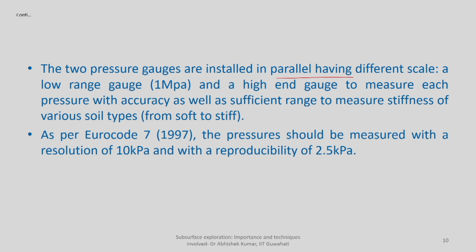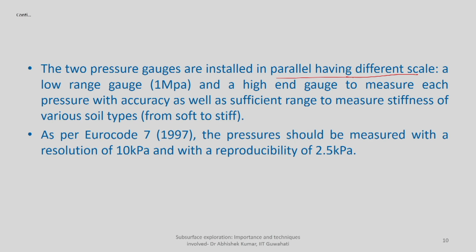It's not like one will be used for P1 and one for P0. No, that's not correct. You have to measure two pressures simultaneously, and each of these pressures corresponds to a position of the membrane, whether it is in contact with the blade or whether it is inflated 1.1 mm into the soil. Each pressure gauge works on a different scale, a low range gauge and a high range gauge, so that you can measure the pressure required to inflate the membrane as quickly as possible.